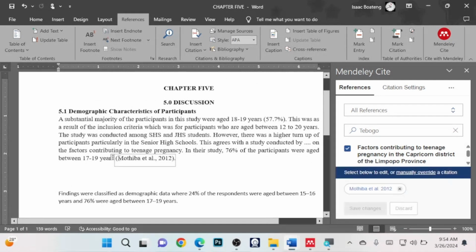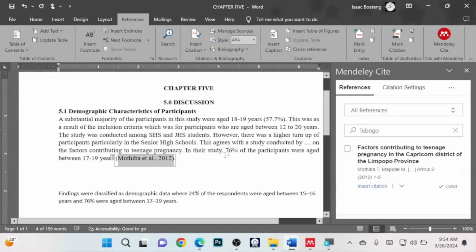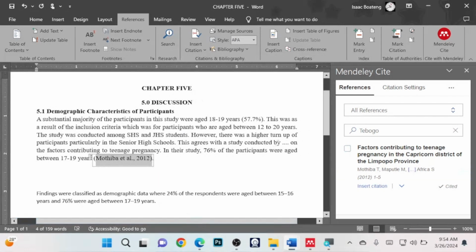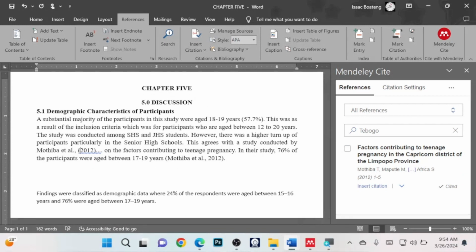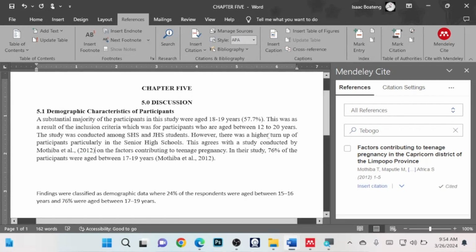So I can just copy this one over here again, and I already stated that this agrees with the study conducted by, so I want to put it here, conducted by Motibo, then I put this particular bracket around it, Motibo, and make sure I edit it well. So it reads, this agrees with the study conducted by Motibo et al. I can italicize this one as well to make it proper. On the factors contributing to teenage pregnancy, then I state exactly what they found in their study. So in their study, 76% of the participants were aged between 17 to 19 years.